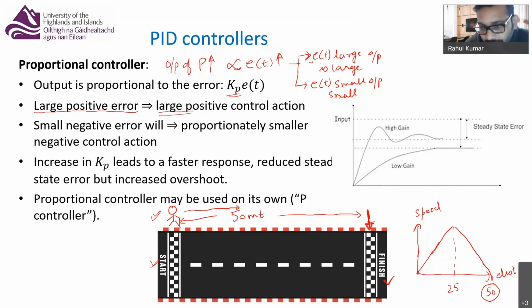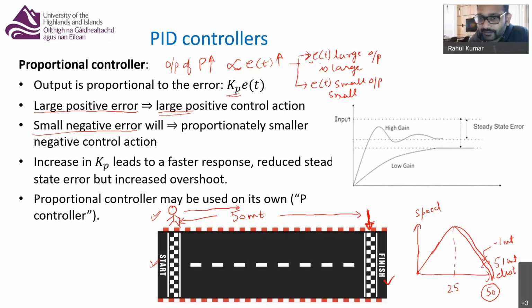Okay, but if you have a small negative error, right? Let's say this person was unable to control the speed and it crosses the finish point. Let's say it reached 51 meters after the finish point. So the difference is a negative error, minus 1 meter. It has crossed the finish point by 1 meter. Very small difference, right? It is negative but very small.